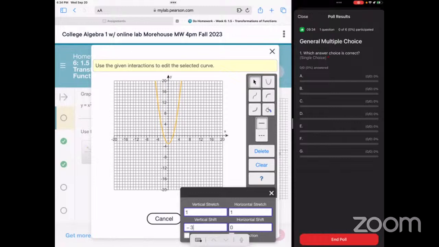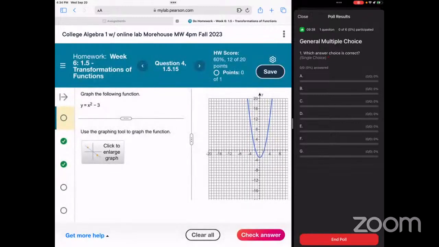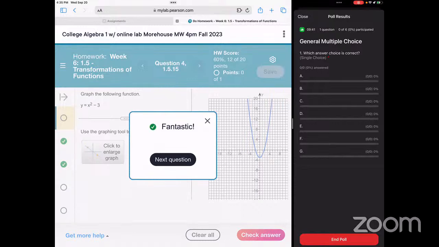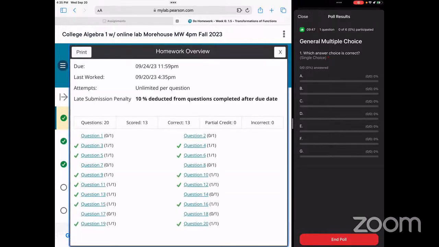Okay, let's hit save. Check. Okay. Hey, Google, give me a random number between 1 and 20. 18. Okay. We just about got through all of them.